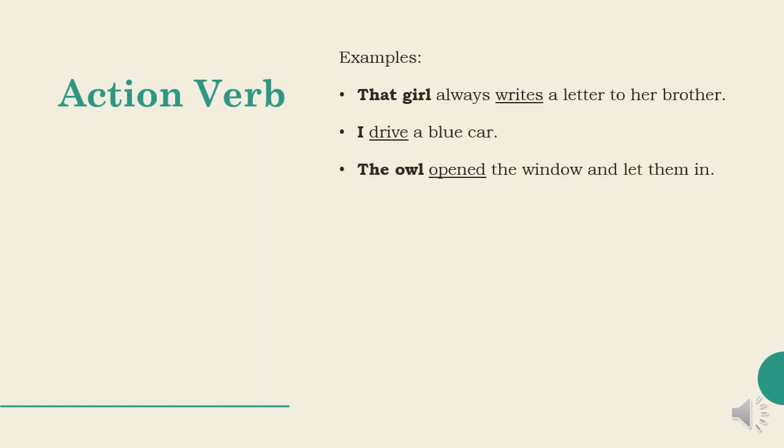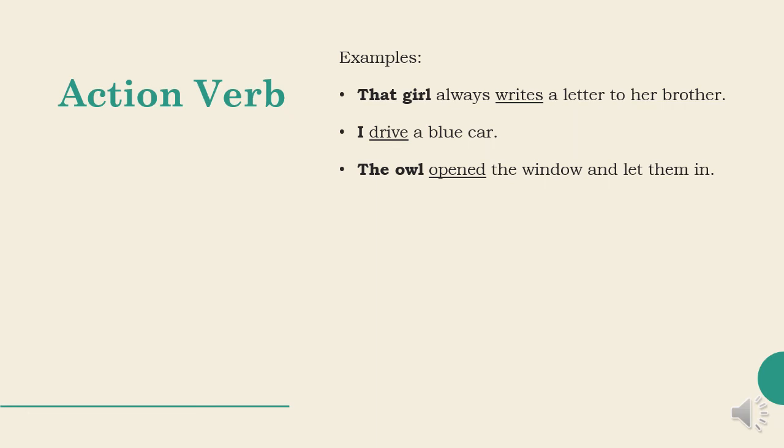Action verb. That girl always writes a letter to her brothers. In this sentence, the action verb is the word writes, while the subject of the sentence is that girl. Another example is I drive a blue car. The word drive is the verb of the sentence, while the word I is the subject.